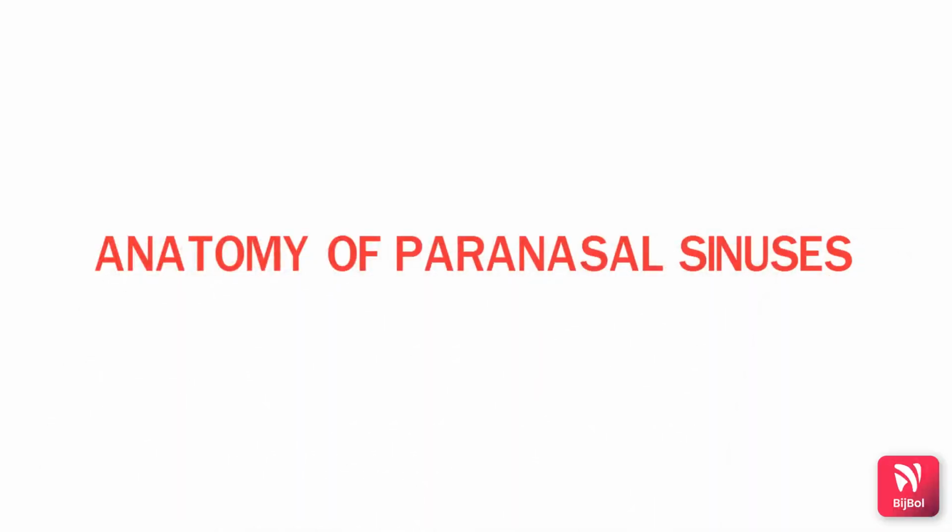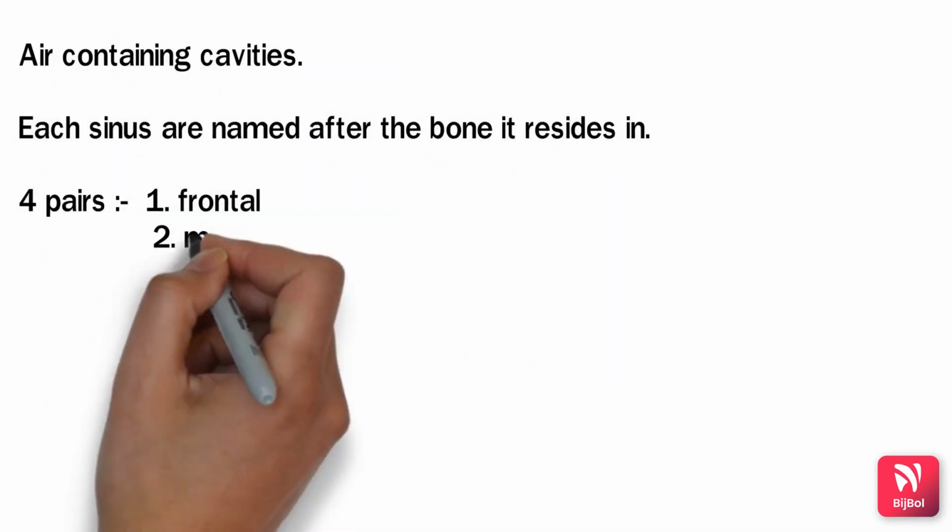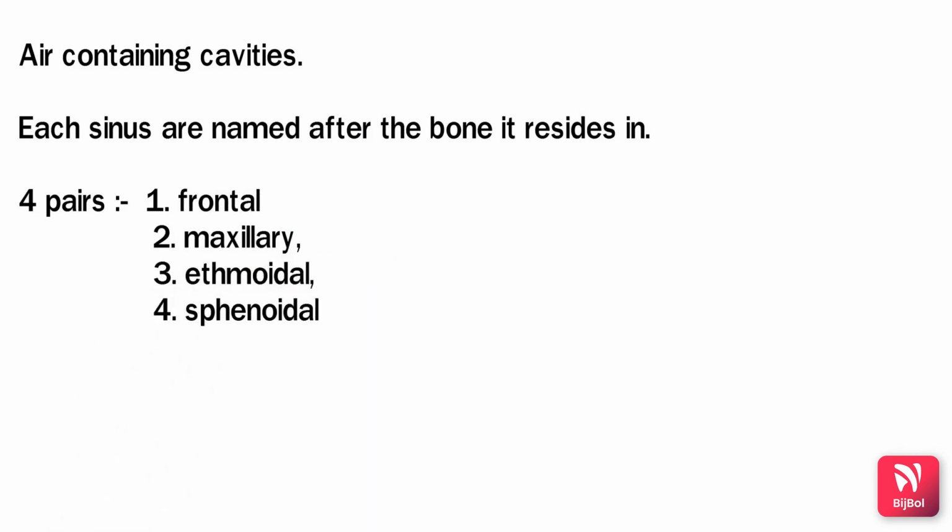The topic for discussion is anatomy of paranasal sinuses, or paranasal air sinuses. Paranasal air sinuses are air containing cavities. Each sinus is named after the bone it resides in. There are four pairs of paranasal air sinuses: frontal, maxillary, ethmoidal, and sphenoidal. So the paranasal sinuses are frontal sinus, maxillary sinus, ethmoidal sinus, and sphenoidal sinus.